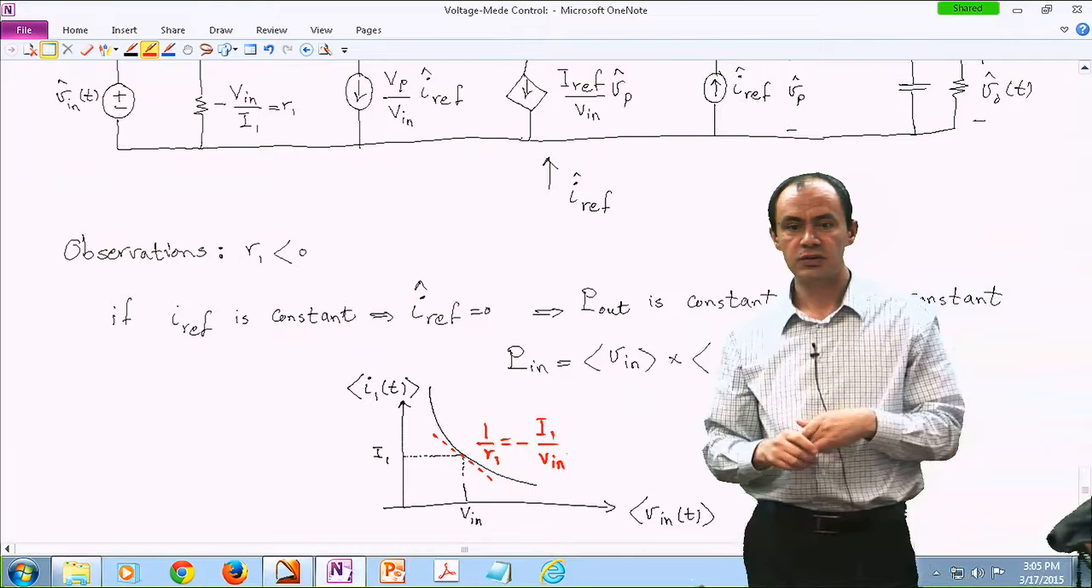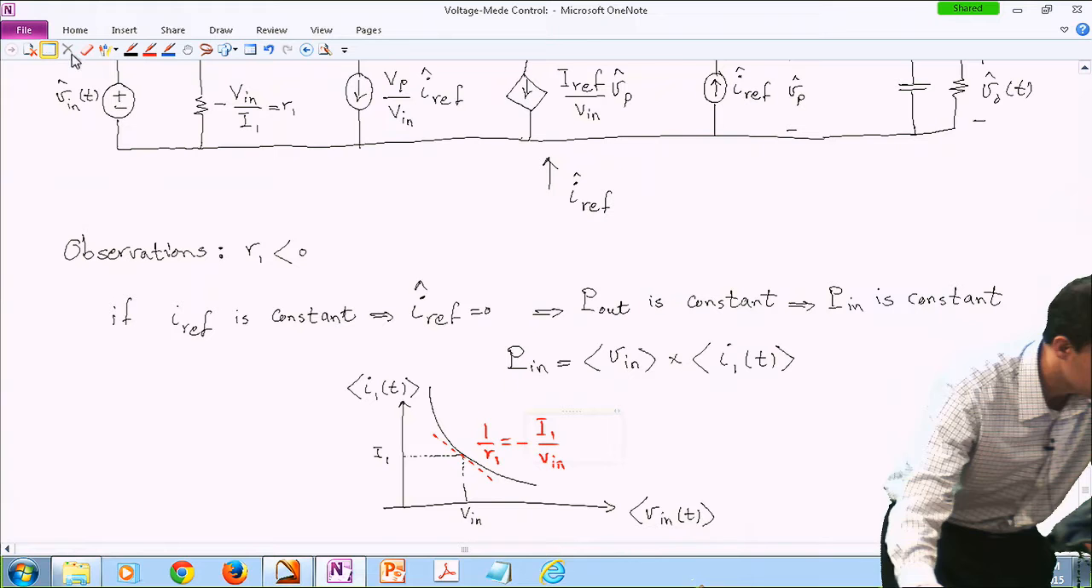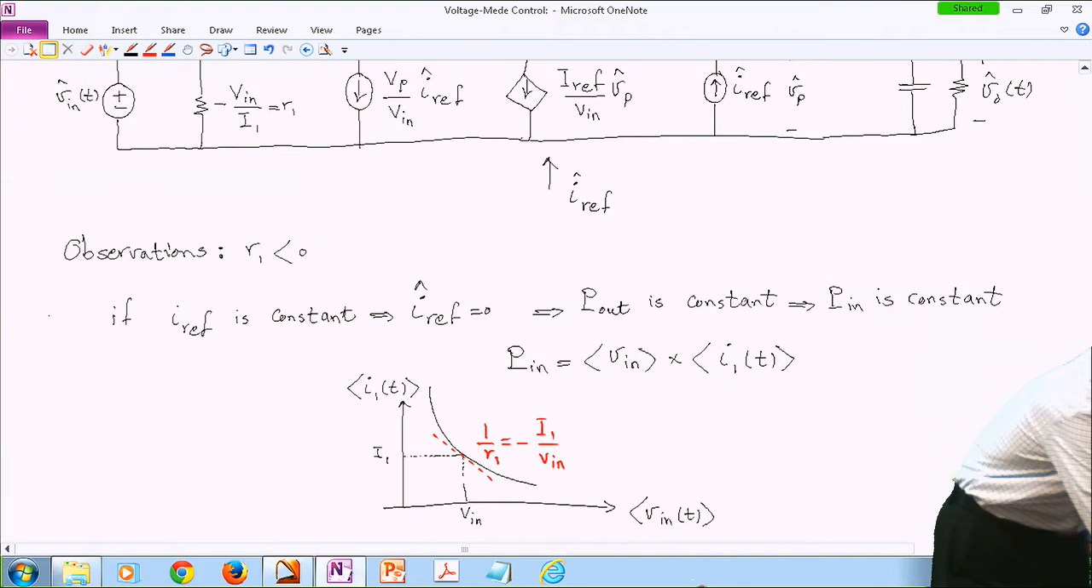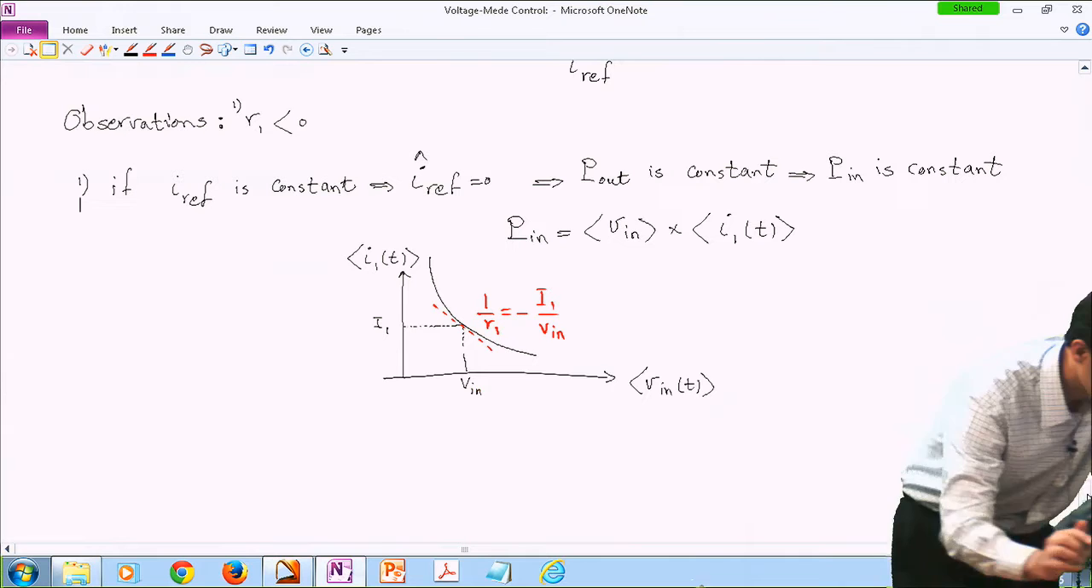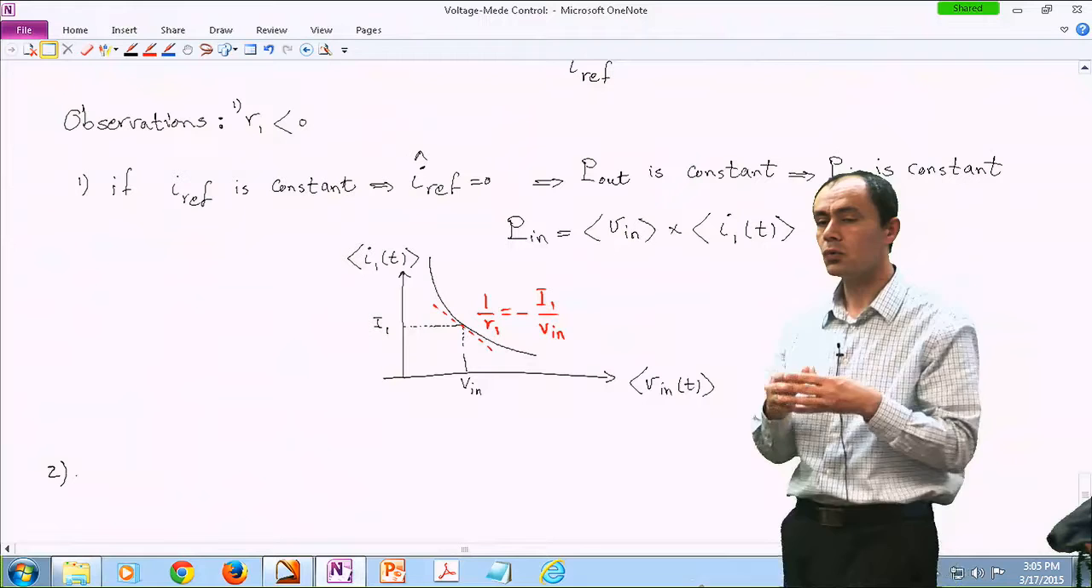And there is a second observation. So this is observation one. The second observation is, the system is not a second order system anymore.